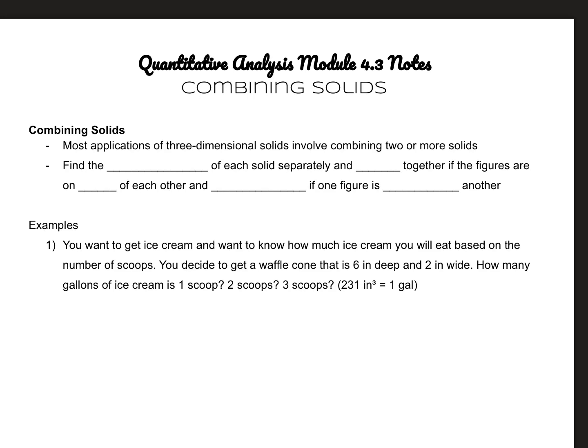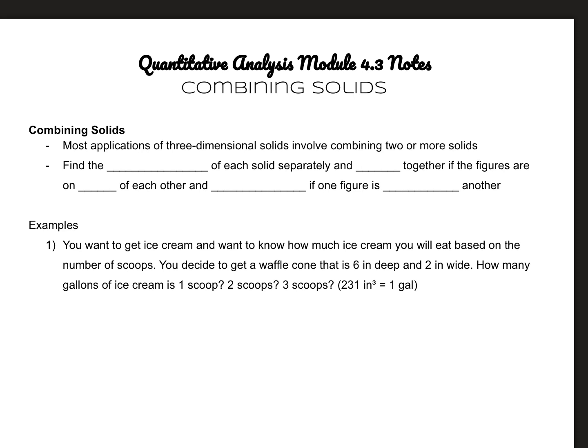In section 3, we're going to look at combining solids, which are three-dimensional figures. We already looked at section 1, doing composite figures for two-dimensional, and we took a little bit at combining solids for three-dimensional if they were the same solid. But now we're going to take a look at combining solids where they're not the same solid.